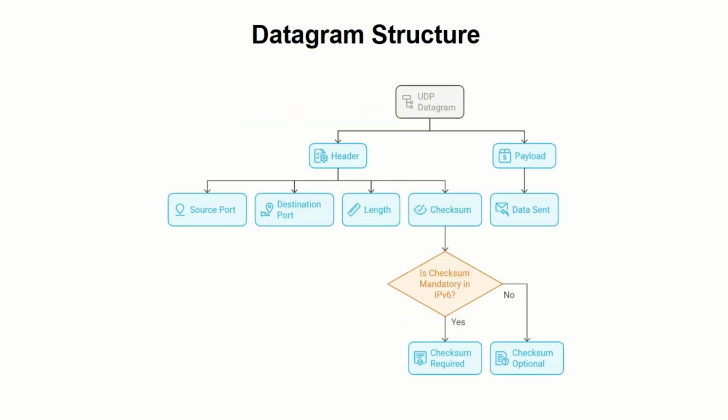The structure of a datagram is that it contains a header and a payload. The header contains control information, and the payload is the actual data being transmitted. The UDP header has a fixed size of 8 bytes, which contains the source port, destination port, length, and checksum. The checksum is used for error checking the header and payload. It's optional in IPv4 but mandatory in IPv6. The payload is the actual data being sent, and its length is determined by the length field in the header.